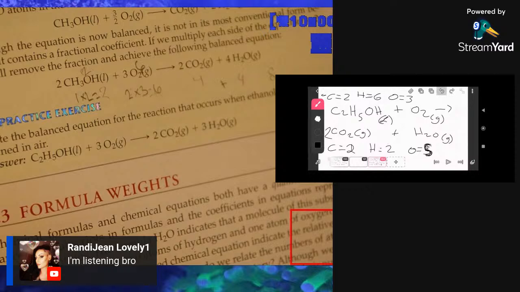All right. So now that I multiplied the 3 over here, let's count all the hydrogens and oxygens again. Okay. All right. So now I got 6 hydrogens, right? And now let's count the oxygen. So 3. So that's 3 oxygens plus 4 that are over here. See that? So that's 4, 5, 6, 7. So now I got 7 oxygens.